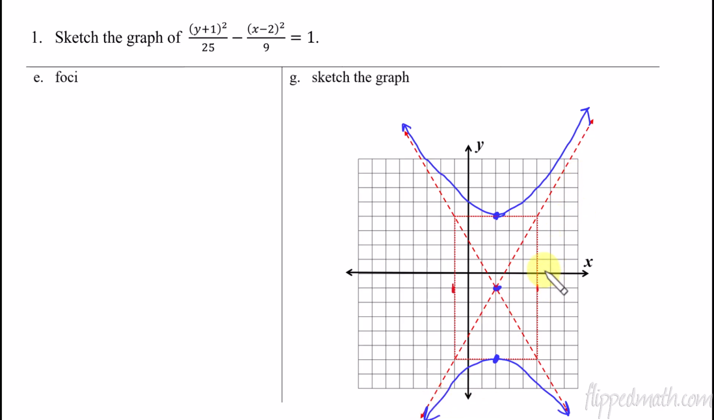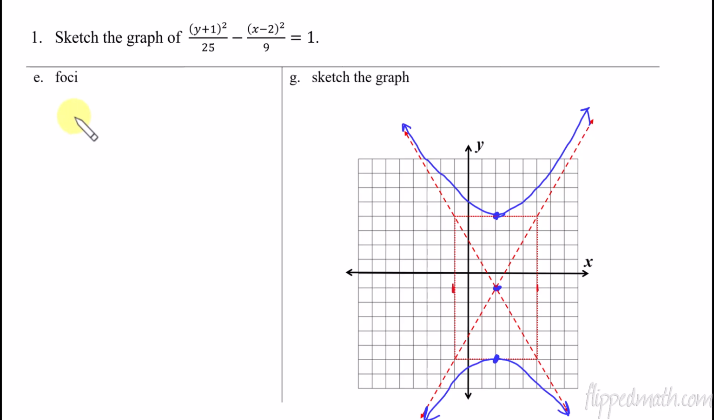Okay, that's the graph. So you can see here I have my transverse axis. That length is a total of, what did I say? 10, right? So up 5, down 5. The conjugate axis is a total of 6. Left 3, right 3, so a total of 6. And then I can sketch it.